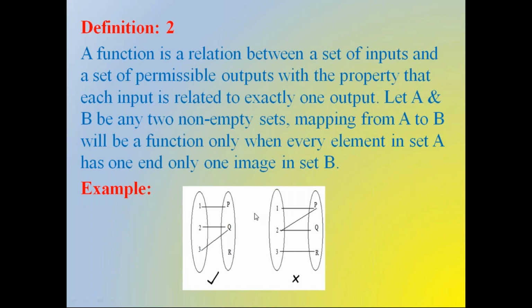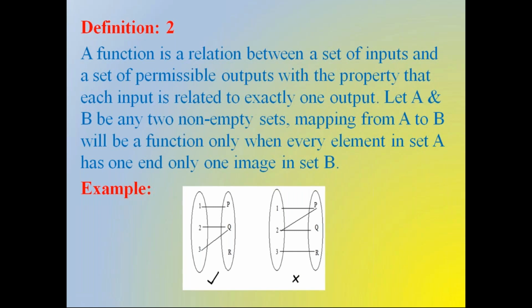For example, in the first figure, the number 1 is related to P, 2 is related to Q, and 3 is related to Q. If you consider 1, 2, 3 as your set A and P, Q, R as your set B, then all the elements of set A are related to some elements of set B. Then we can call it a function. But in the second one, 1 is related to P, but 2 is related to both P and Q, and 3 is related to R.